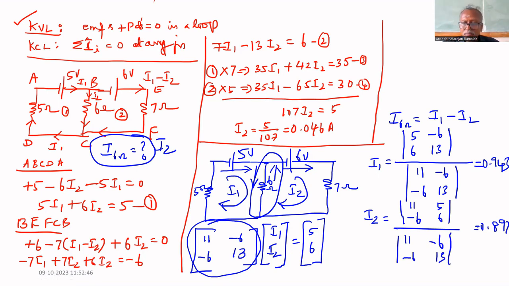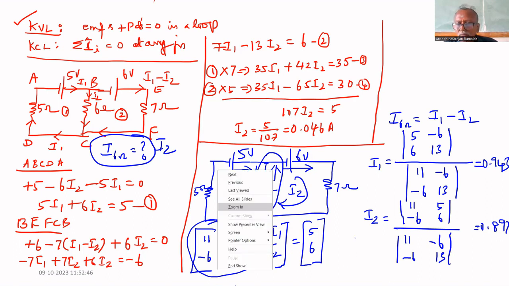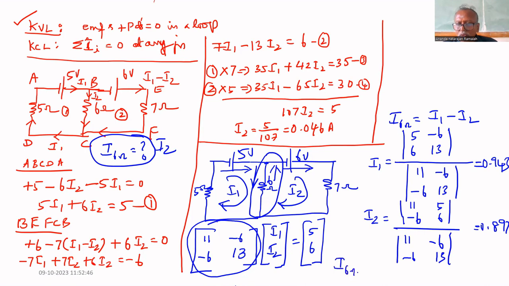Therefore, I6 ohm equal to I1 minus I2. That is 0.943 minus 0.897, equal to how much? 0.046. We got the same answer in both ways. These two are based on KVL, Kirchhoff's voltage law. One is by using KVL, another one is based on the loop current method.